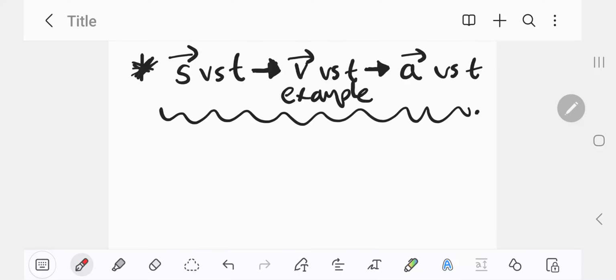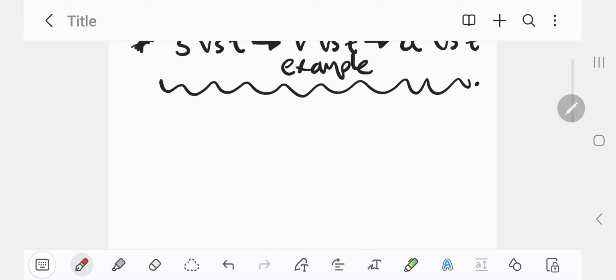I'm going to do an example on going between a displacement time graph to a velocity time graph to an acceleration time graph. Let's begin with this displacement time graph. So displacement, if you recall, is a lowercase s, arrow on top because it's a vector. It's got a direction, versus time. Okay, that's the title.